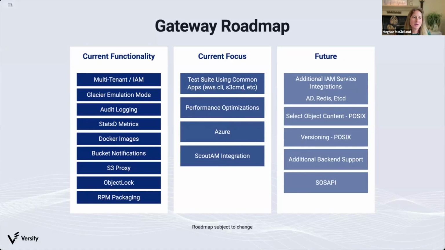So just in terms of what we're doing with the gateway and the roadmap, it's heavily influenced by customer requests and partner requests. We've seen a lot of interest, as Ben said earlier in the meeting, from the community, from people who are interested in using it, and that's definitely heavily influencing the roadmap. So current functionality, Ben already talked about a lot of these items that the gateway currently does, but since it was our 1.0 release, I wanted to make sure and list everything that it already does there on the left. And then our current focus is expanding our test suite using the common applications that people would use to do the different operations. And then we're always working on performance optimizations and supporting additional backends.